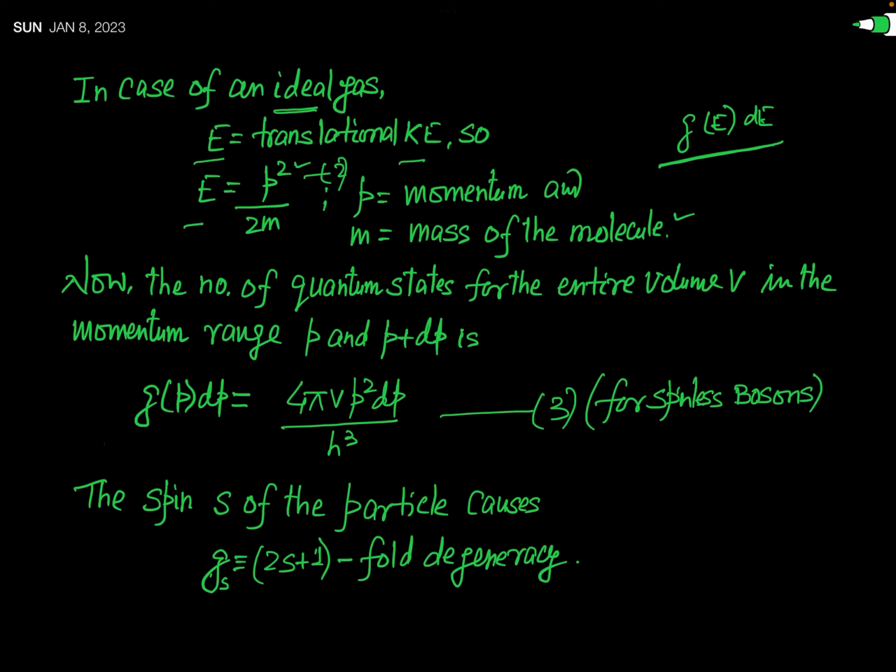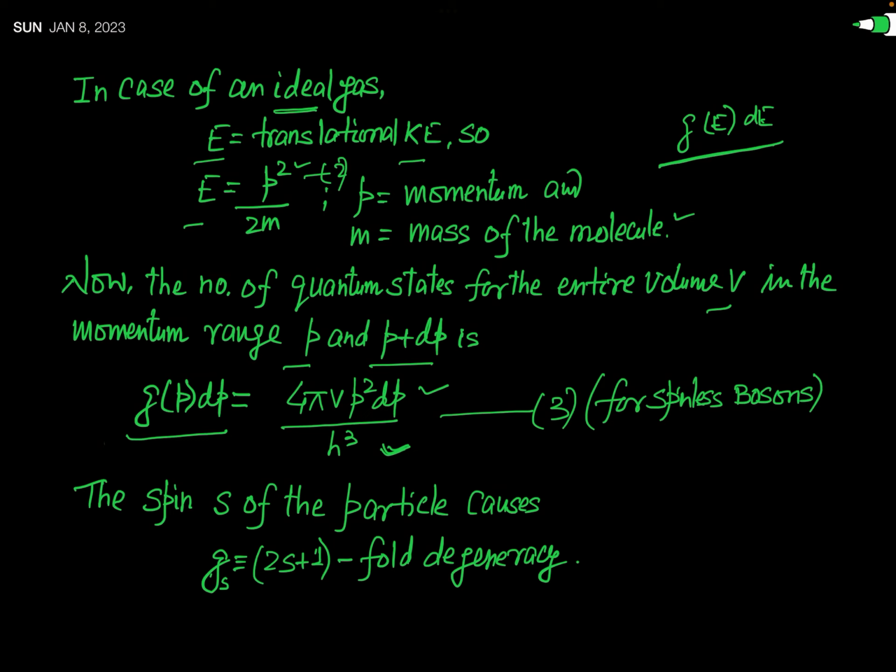As you have calculated several times, if you consider that your ideal system is inside a volume V, and the molecule has a momentum lying between P and P plus dP, then what is the value of this G of P dP, which represents the number of quantum states in the momentum range P and P plus dP? You have calculated this several times, so I am writing it here directly. This is equal to 4 pi V P square dP divided by h cube, where h is Planck's constant.